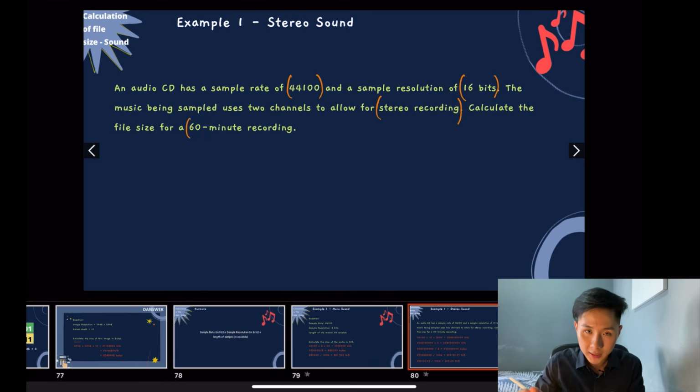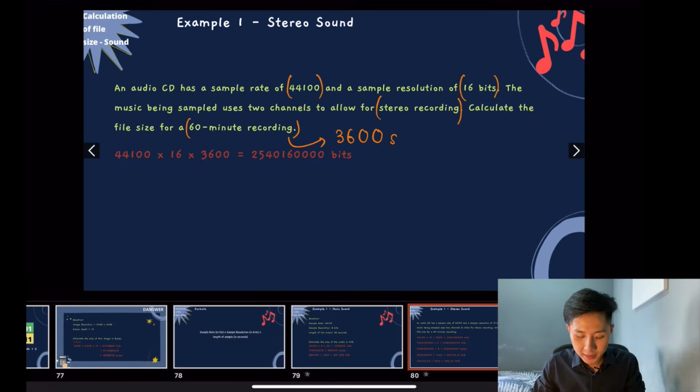So that's a catch here. Remember the formula is sample rate multiplied by sampling resolution and multiplied by time. But the time should be in seconds. So therefore, we need to convert this length into seconds, which is 3,600 seconds. So here, the way we can do this is just to multiply everything together, all right, 44,000 and so on, to get the number of bits.